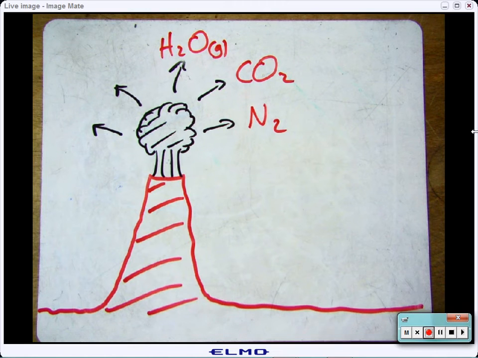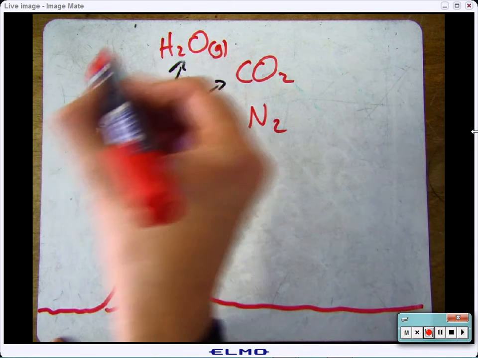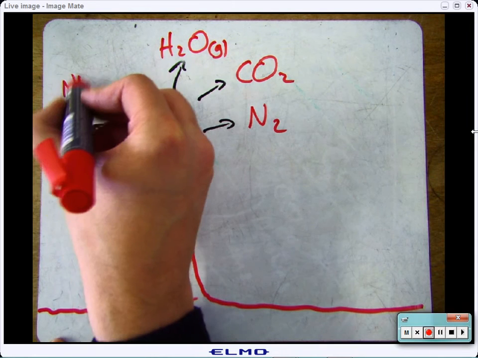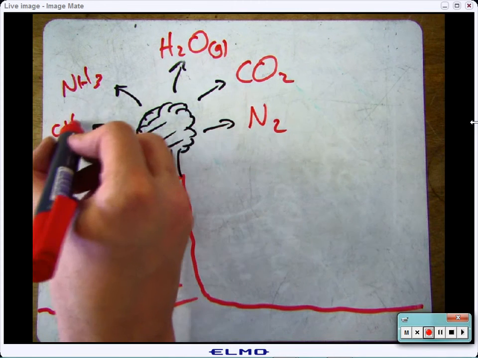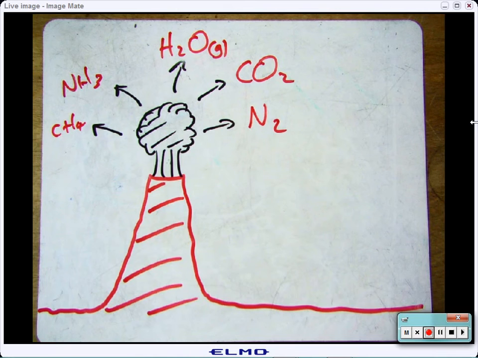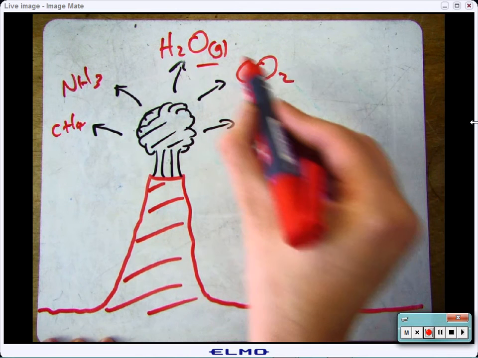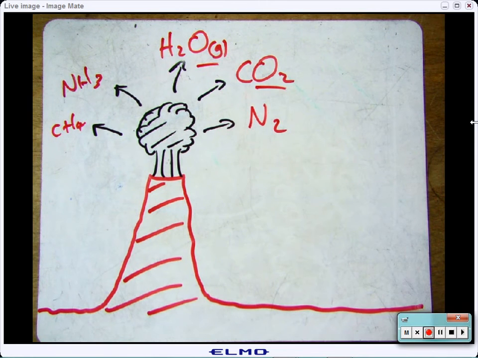There were other small gases such as methane and ammonia given out. The main ones you need to know for the exams are these two, water and carbon dioxide.